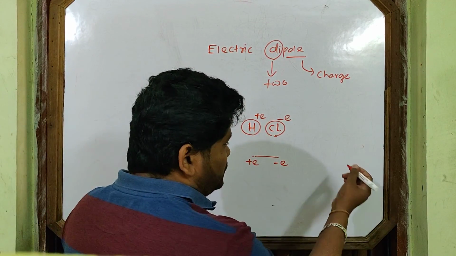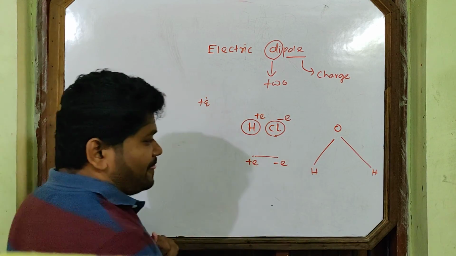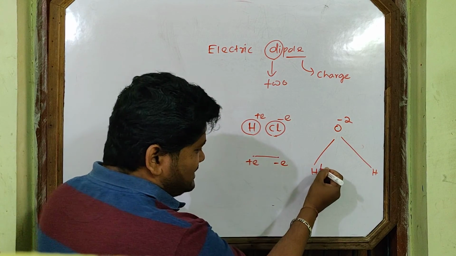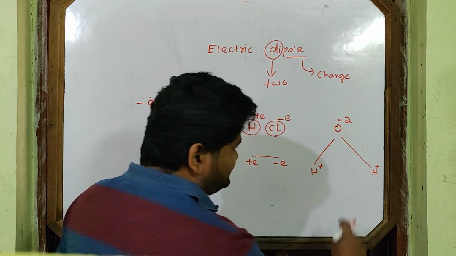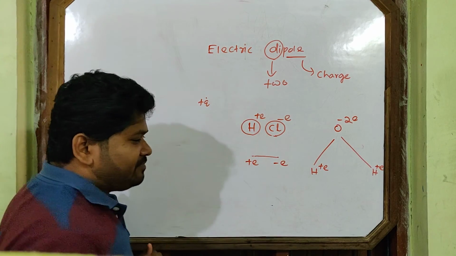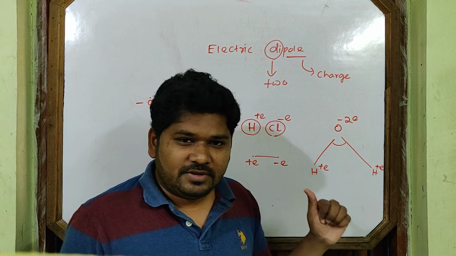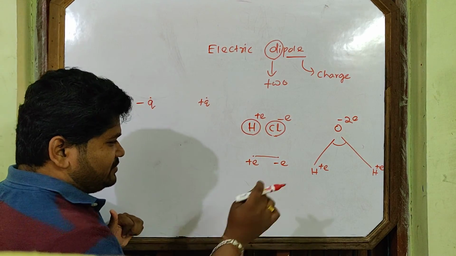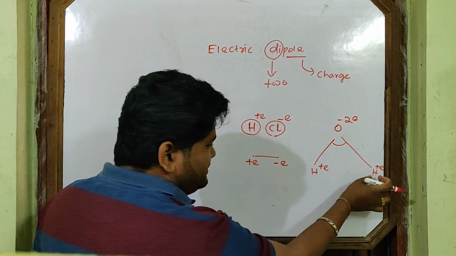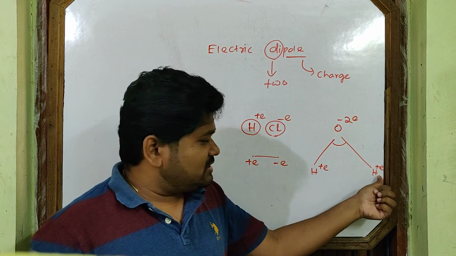Let's come to H2O. O, H, H. You see here, O has minus 2 charge, minus 2E. H is plus, this is plus E, this is plus E. It has some bond angle, but I am not bothered about the bond angle. You know that in chemistry, but I am not asking that. So here minus 2E, here plus E, plus E. What is the total charge? Plus 2E.